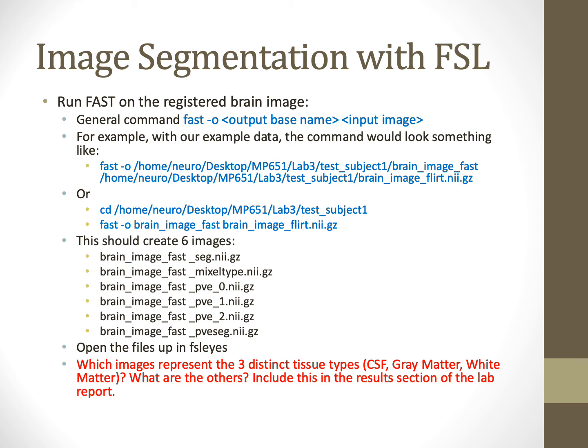In the lab, we will take the output that we generated from the previous image registration step and apply FAST to it using the following commands. When FAST finishes, you should see 6 images that get created. Open these files up in FSL and determine which of the 3 distinct tissue types these images correspond to. What do the others correspond to? Include these results in the results section of your lab report.